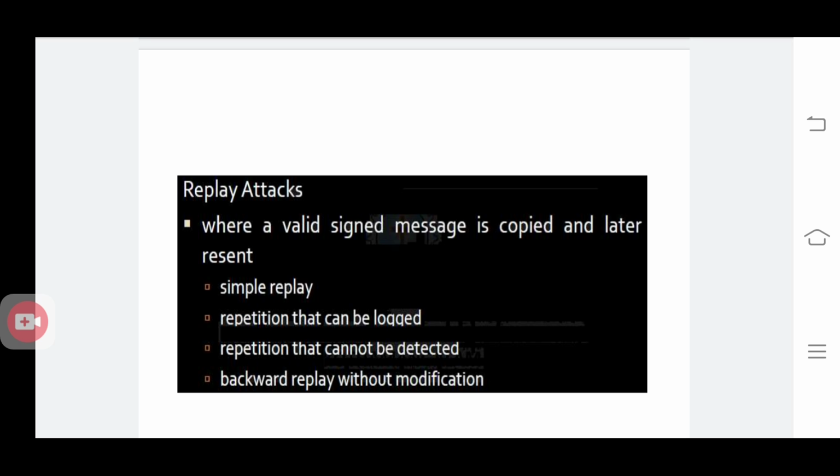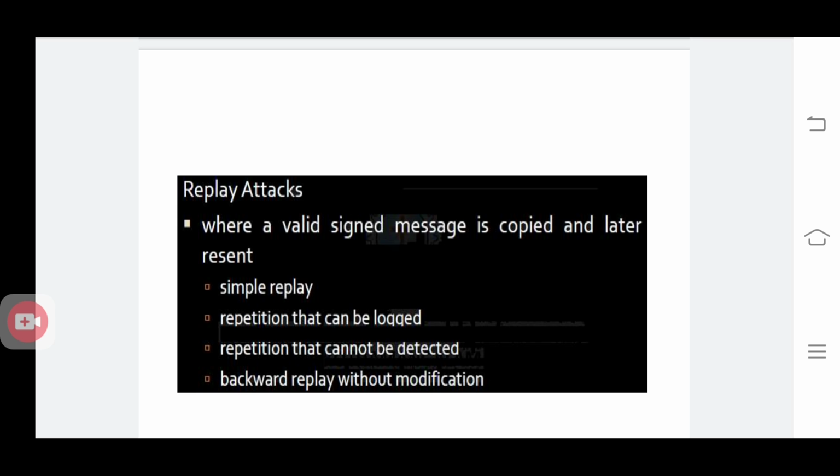And the fourth one is backward replay without modification. It is a replaying of messages, but it goes back to the sender, not to the receiver. That means the original message is received at the receiver, but the opponent copies that message and sends it back to the sender.